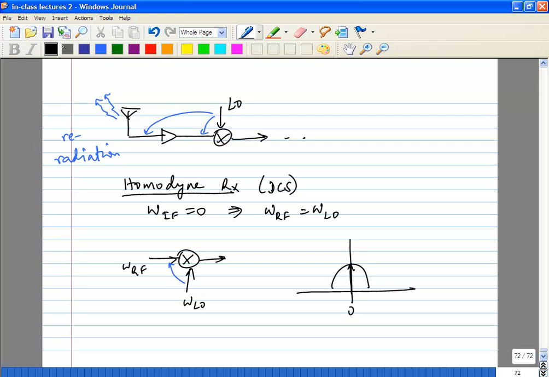Second thing, if there's a delay, remember these are very high frequencies we are talking about. If there is a phase delay or some other kind of delay between the input and the output, that could cause a slowly varying signal at the output. So you could have some information loss at low frequencies also. So this is a major problem for direct conversion receivers.